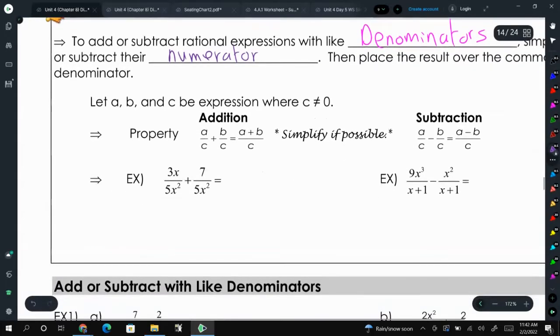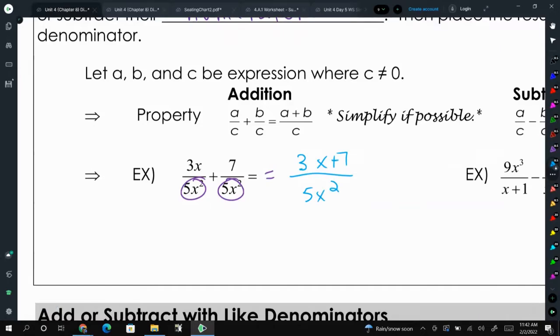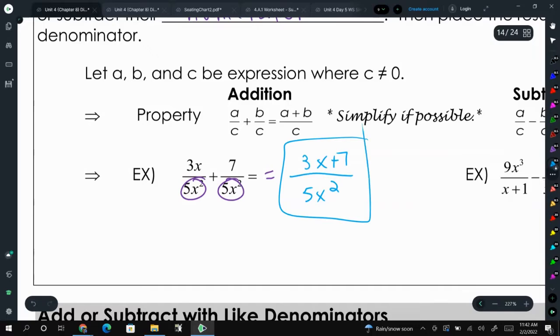If we look down here at these examples, since the denominators are both 5x squared, we just add the numerators, 3x plus 7 over 5x squared. And we ask ourselves, can we simplify or factor any of it? And if not, that is our final answer. And we can't do anything with this. So this is how we're going to leave it.